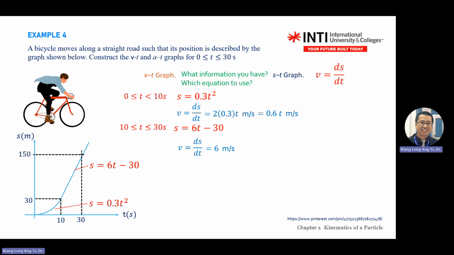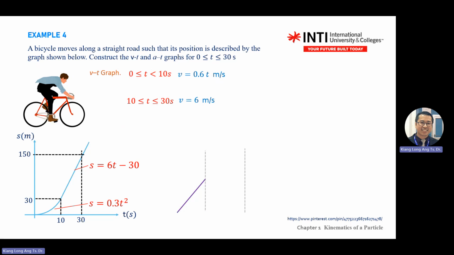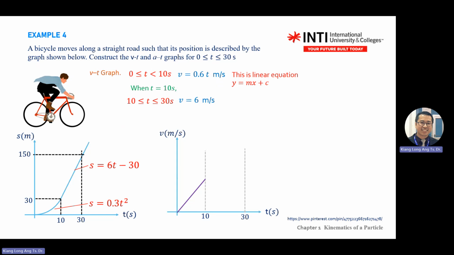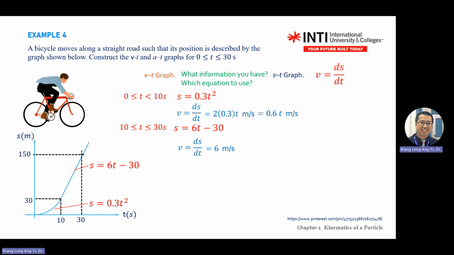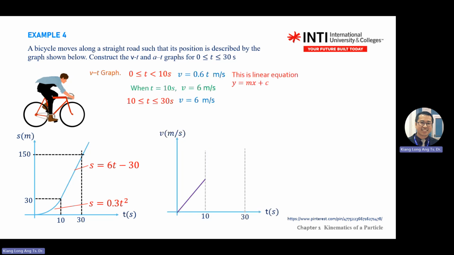Once you know about this, you just follow accordingly. You can build the AT graph. If you understand this one, you can do the AT graph. How to do the AT graph? You have the equation here, you just differentiate one more time. Okay, we complete the VT graph first. So the VT graph should look something like this on the screen. All the values must be clearly stated.